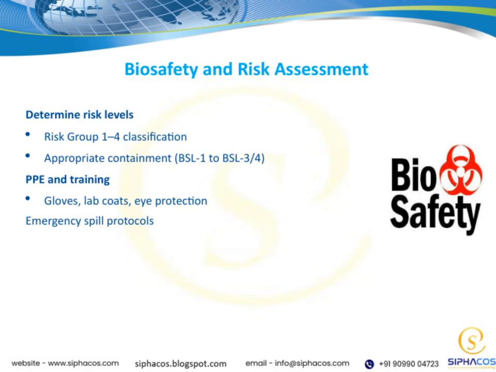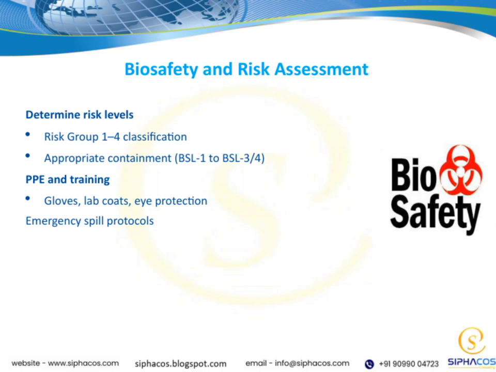Let's talk about biosafety and risk assessment. First, it's crucial to determine the risk levels associated with the biological agents we're working with. This involves classifying them into risk groups 1 through 4, with risk group 1 being the least hazardous and risk group 4 for the most dangerous. Based on this classification, we select the appropriate containment measures, which range from BSL-1 to BSL-3 or BSL-4 to ensure safety.